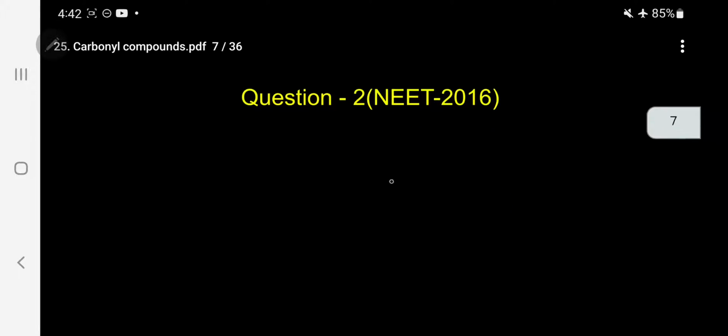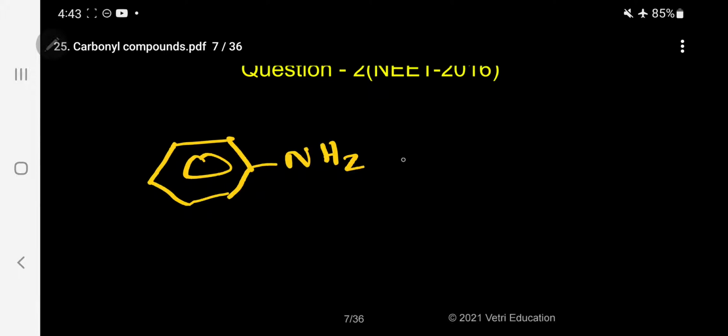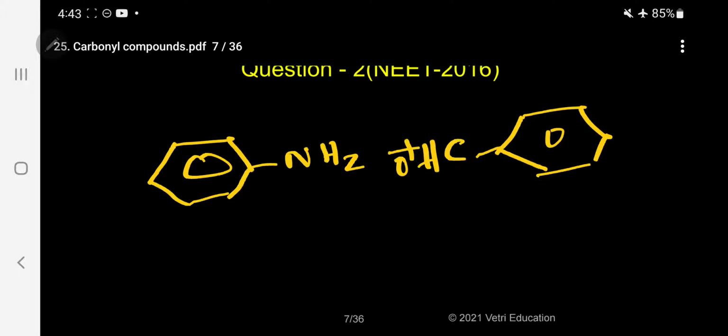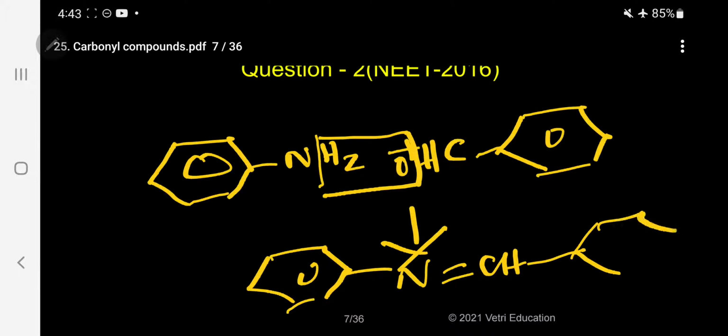Let me explain what that is. What is a Schiff base? Normally, when you take an aromatic amine, specifically aniline, and an aromatic aldehyde, benzaldehyde, this will undergo a condensation reaction to produce this compound, C6H5-N=CH-C6H5. This is called the Schiff base.